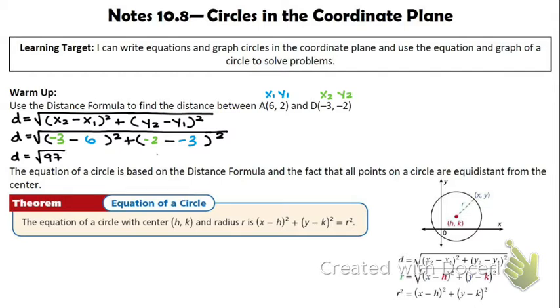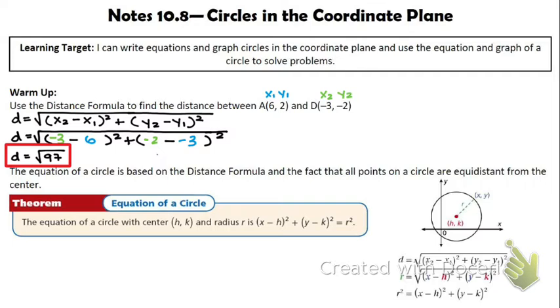symbol is still there. Now, I don't know if you know or not, but 97 is actually a prime number. And since it is a prime number, I cannot simplify that square root, which tells me that the distance between A and D is the square root of 97 units.